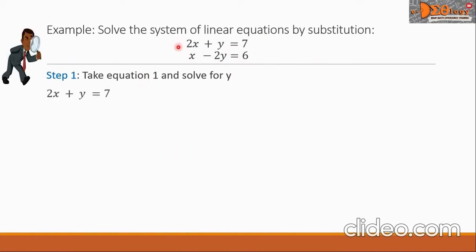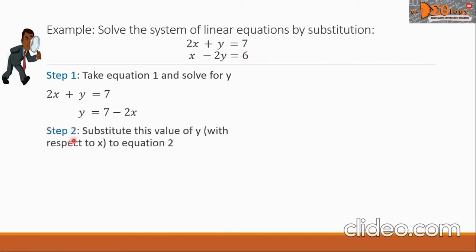Let us copy the first equation here. Solving for y means let us isolate y alone on one side. So the 2x plus y is on the left side. We will transpose the 2x to the other side. Of course, we know that we should change the sign of 2x from positive into negative. So we have now y equals 7 minus 2x.